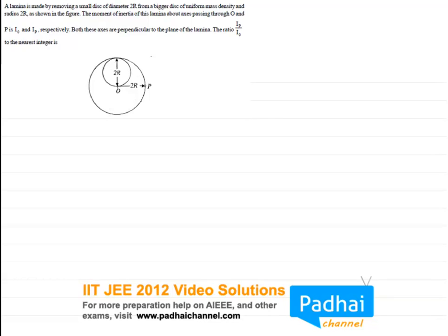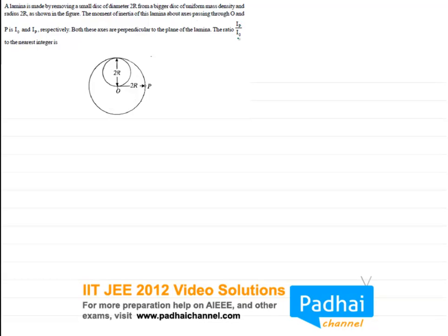This is again another question, the third question of cavity from IIT-JEE 2012 paper. A lamina is made by removing a small disk of diameter 2r from a bigger disk of uniform mass density and radius 2r as shown in the figure. The moment of inertia of this lamina about axis passing through O and P is IO and IP respectively. Both these axes are perpendicular to the plane of the lamina.